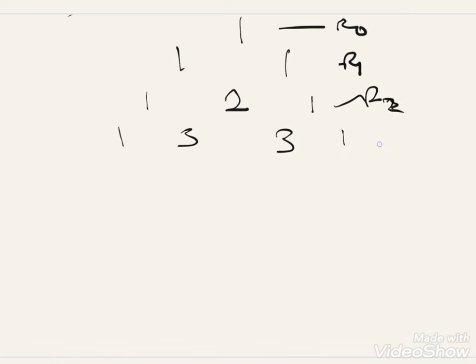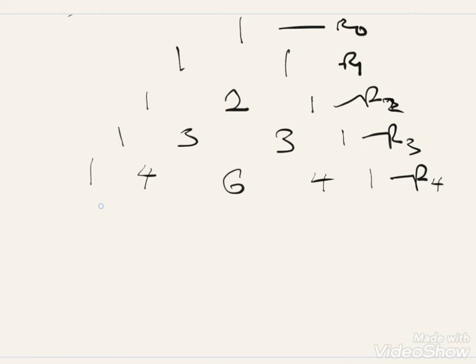Okay, so for me to have my row 4, I will sum 1 and 3 to have 4. Sum 3 and 3 to have 6. Summing 3 and 1 to have the same 4. Fixing 1 here, 1 here. So there are 1s at the extreme of the rows of Pascal's triangle. So I have my row 4.